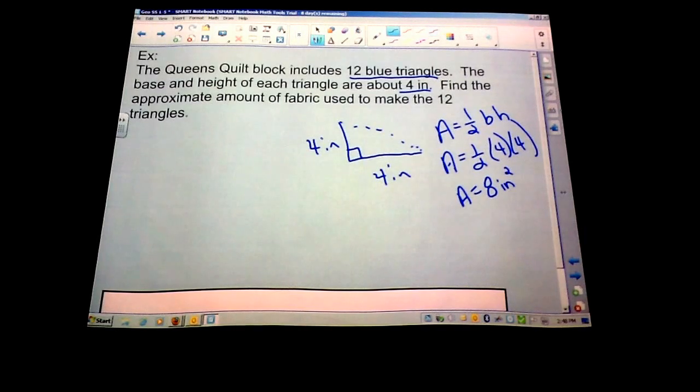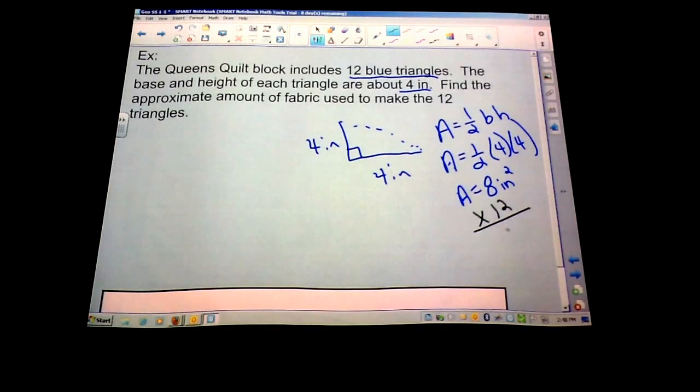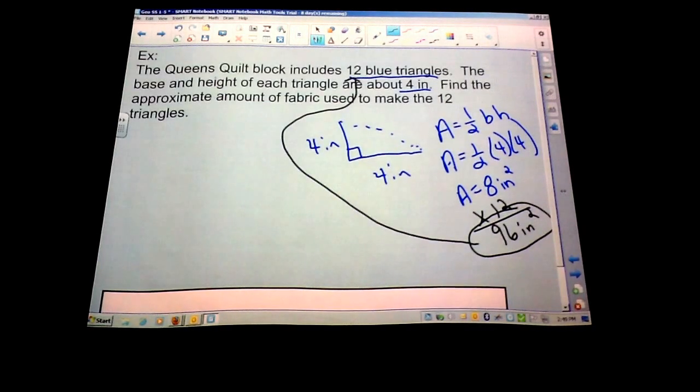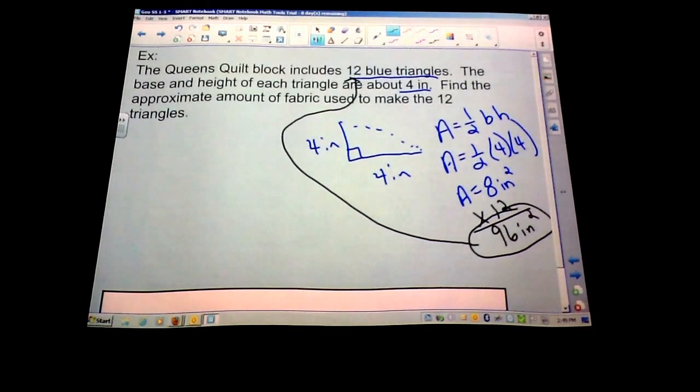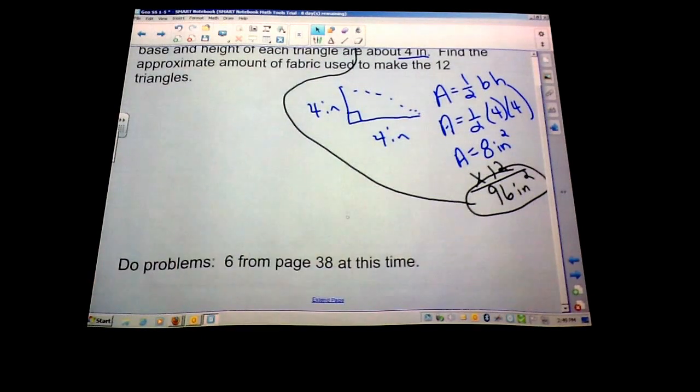Well, if I have 12 of them, I'm just going to multiply that times 12. And that should give me 96 inches squared for the amount of fabric that I'll need for all 12 of these triangles. So about 96 inches squared for that particular problem.